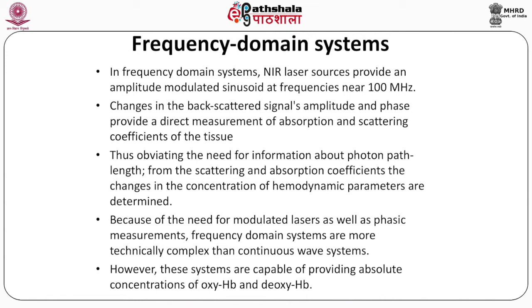Because of the need for modulated lasers as well as phasic measurements, frequency domain systems are more technically complex than the continuous wave system that we talk about after this. However, these frequency domain systems are capable of providing absolute concentration of oxyhemoglobin and deoxyhemoglobin. Due to these frequency domain changes, oxyhemoglobin and deoxyhemoglobin can be best calculated using this technique. So this is the most accurate technique.